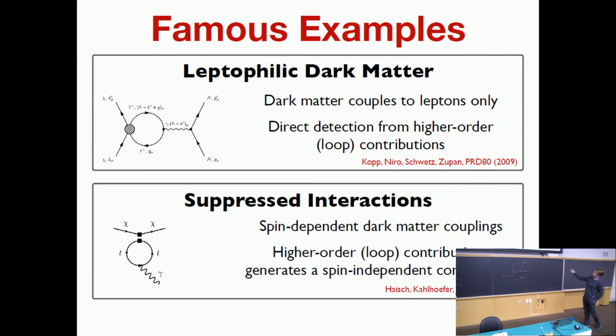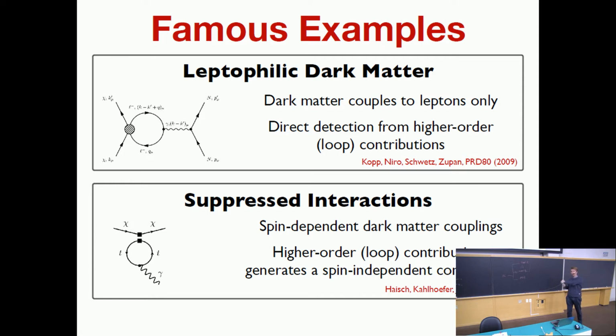Another example is when you do a calculation at leading order, tree level, you have some type of coupling which is spin dependent. Okay, so it doesn't have the coherence enhancement of A squared, the number of nucleons squared. Then you go to higher order in perturbation theory, you compute one loop diagram, and you end up having a spin-independent coupling, loop suppressed. But the spin-independent coupling has an enhancement of A squared, where A is a big number, is 200s, more or less. So you get the 10 to the 4 enhancement, and it's worth paying the price of a loop.